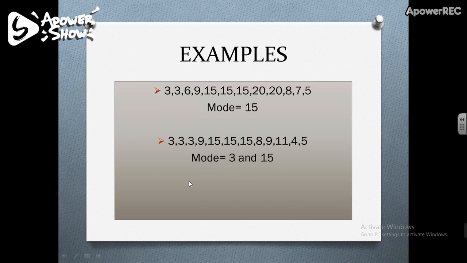Now let's see another example. In this example, all the numbers of this set of observations occur the same number of times. So if a set of observations has numbers which occur the same number of times, then that set of observations has no modal value. So this set of observations has no modal value, or we can say mode does not exist for this set of observations.